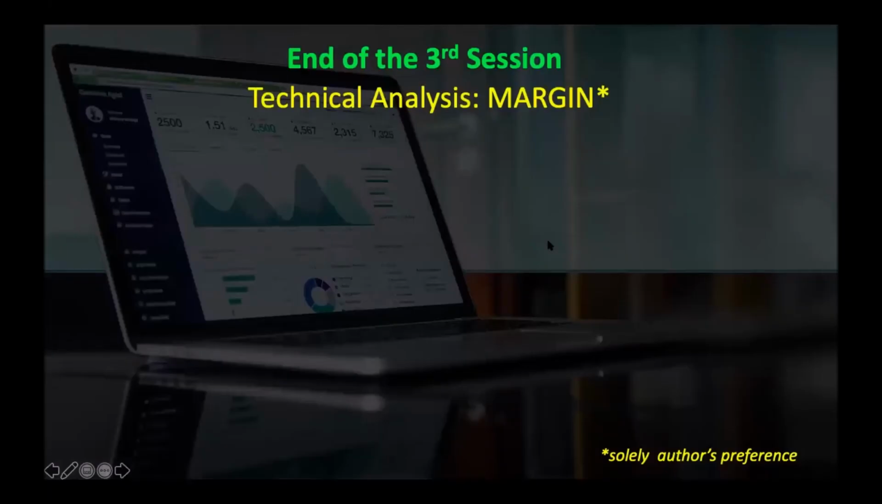So this is the end of the third section. We touched on technical analysis and margin. Of course, this is solely my preference.